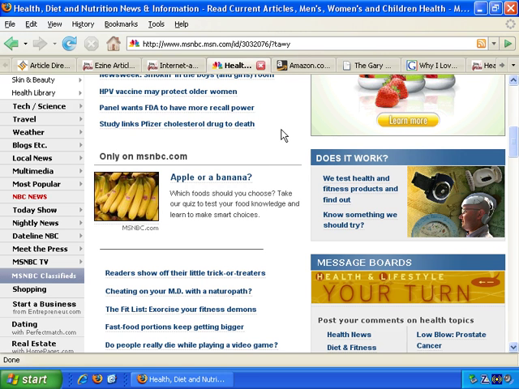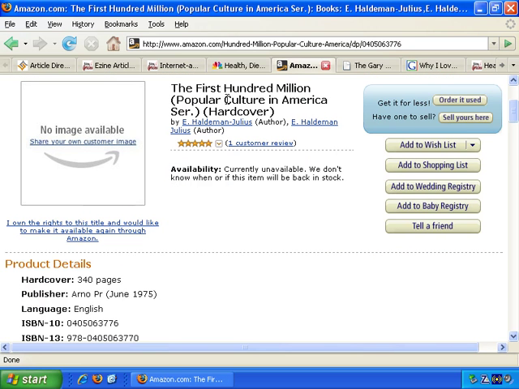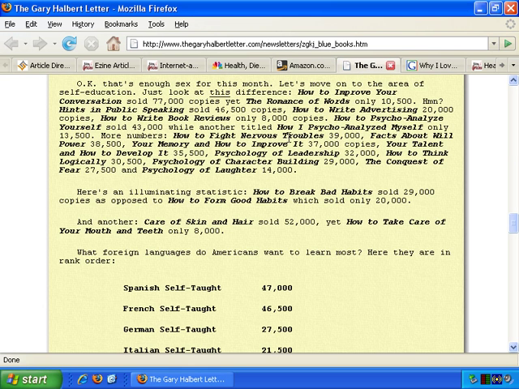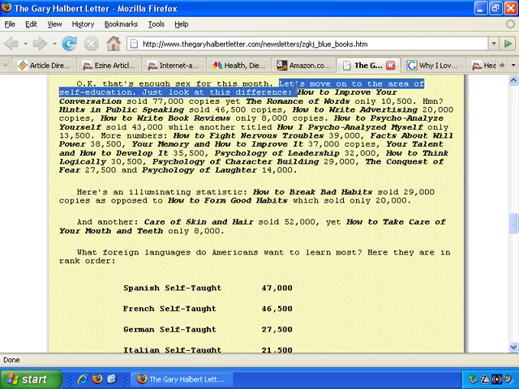Okay, going back to the First 100 Million book, there are actually a few samples here which are relevant. This is from the website thegaryhalbertletter.com, which has a lot of useful information. Essentially, he starts talking about some of the titles detailed in that book and how well they work.